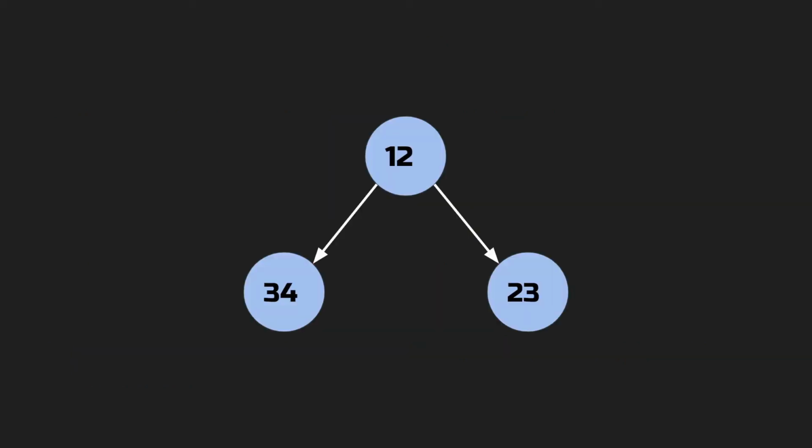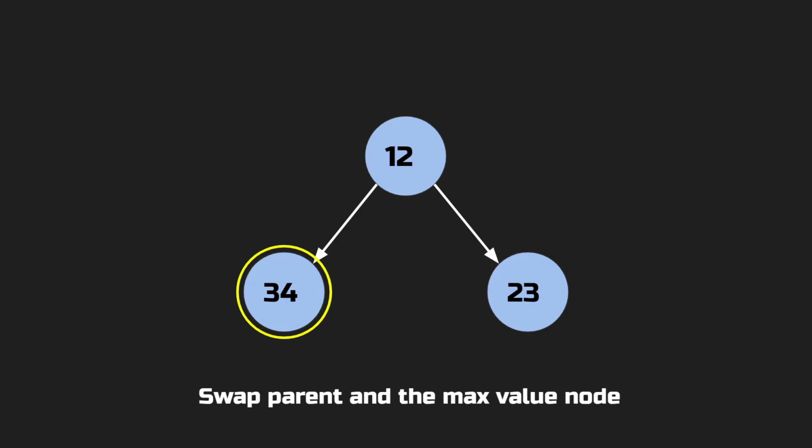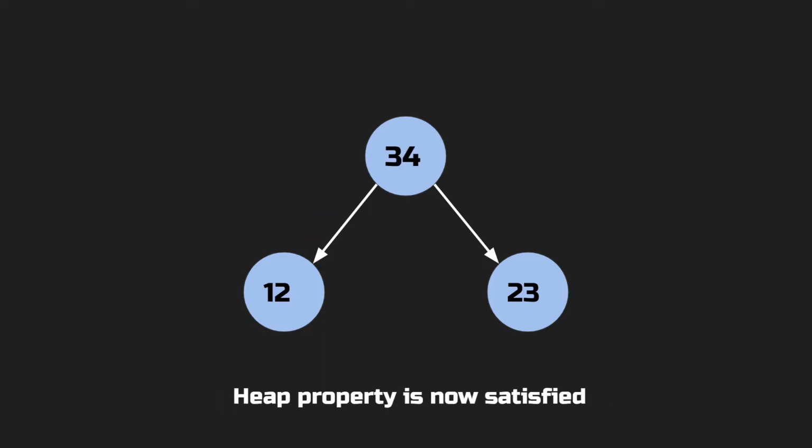Let's see an example. Here we have three nodes. We will check for the max value. The max value is 12. It will be updated to 34, and it will remain 34. So the maximum value node is 34, and we will swap parent and this node. So 12 and 34 will be swapped. Now the heap property is satisfied.